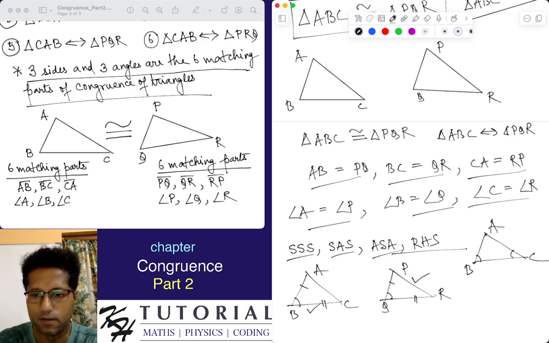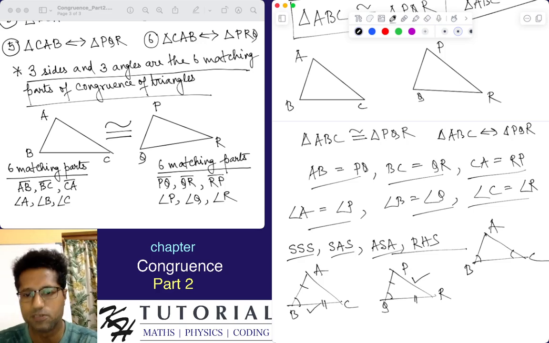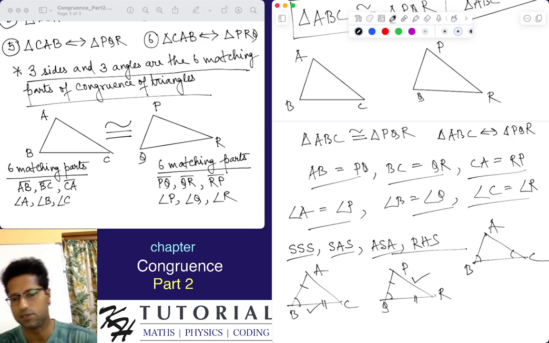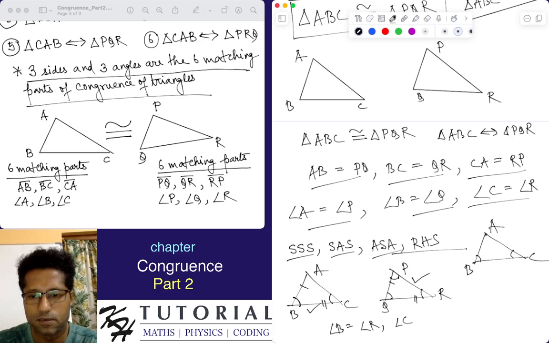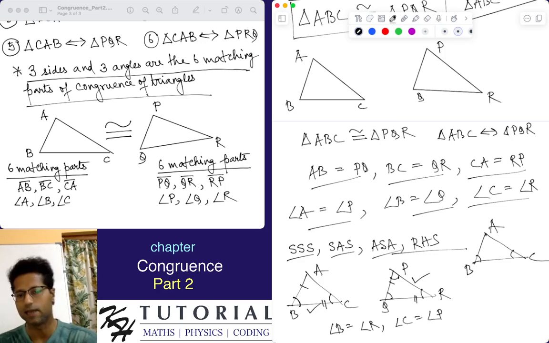So if the one side for triangle ABC is side BC, and I see that BC is equal to PR of the triangle PQR, then I will also have to check that angle B is equal to angle R and angle C is equal to angle P. That is, the adjacent angles of the side BC should be equal to the adjacent angles of the side PR. And what is RHS?